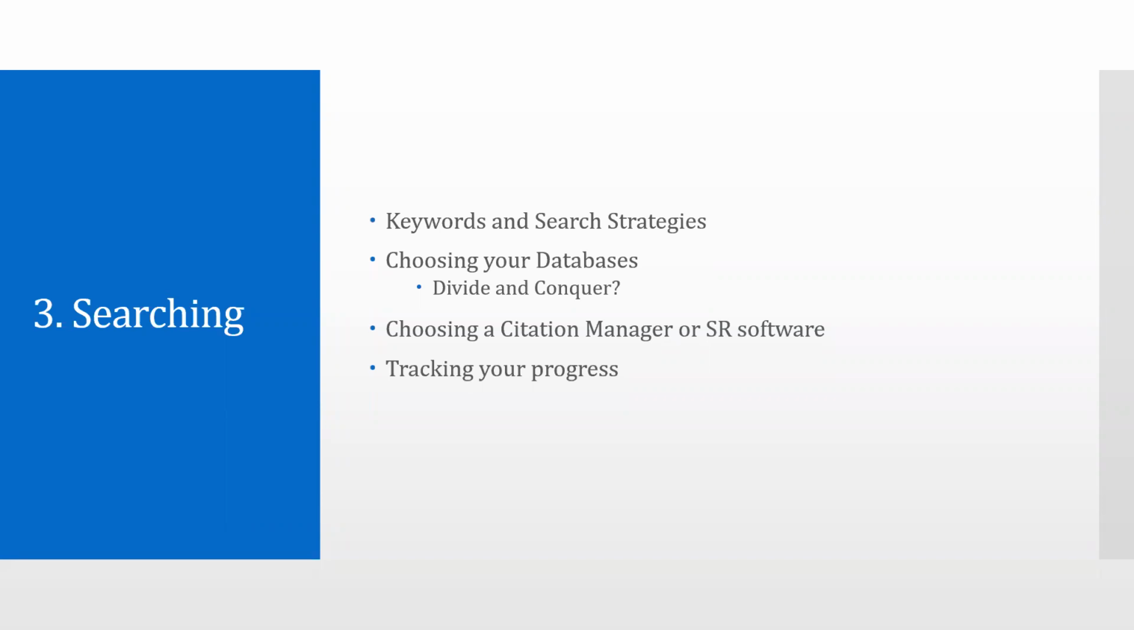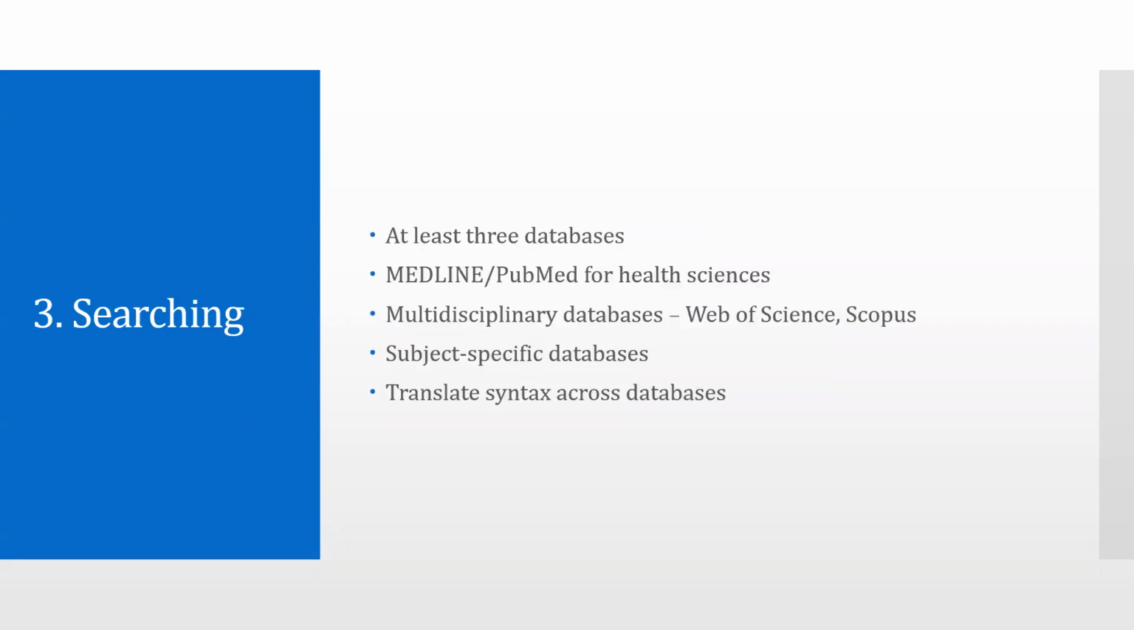You're probably going to want to work with a citation manager like Zotero or something to stay organized and keep track of all the articles you're finding. There are also several SR software programs that can help, and in fact that's going to be our next workshop, tools and resources, different software programs. And while you're searching, it's super important to document everything and track your progress.